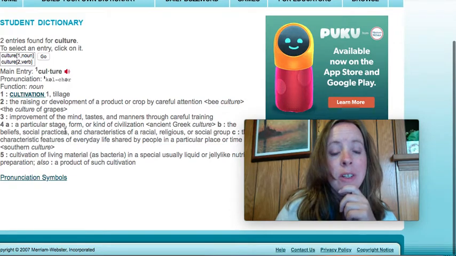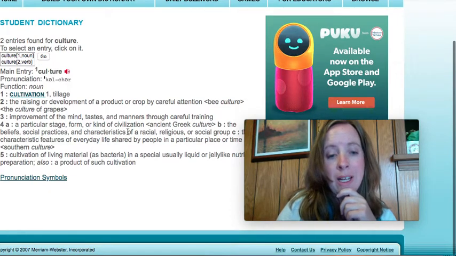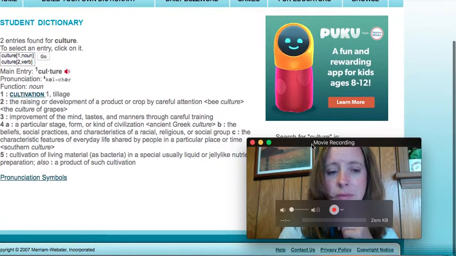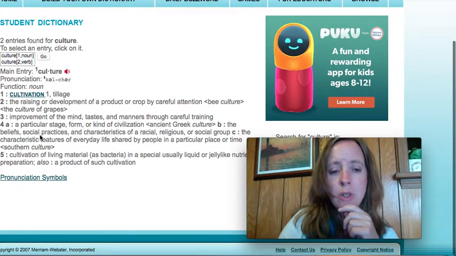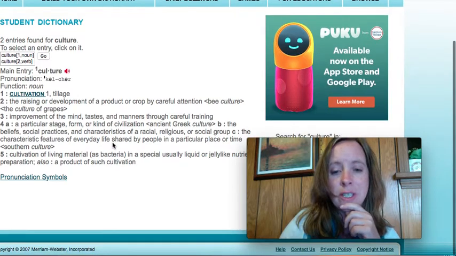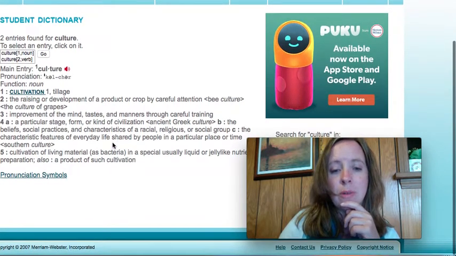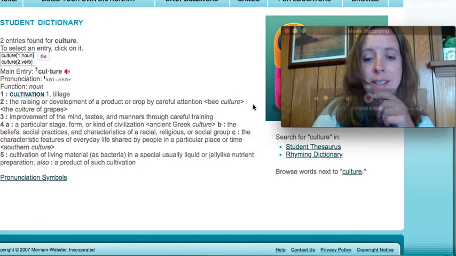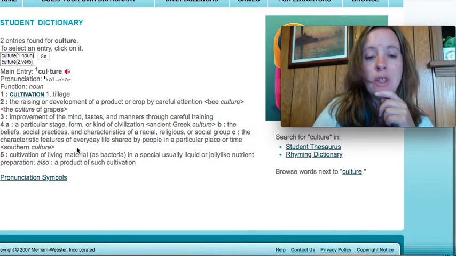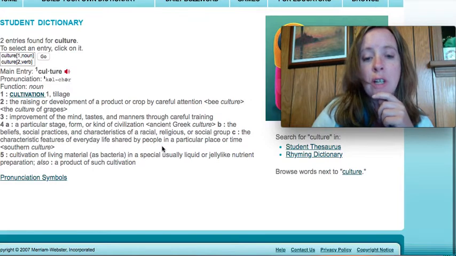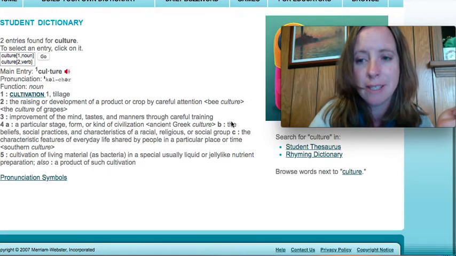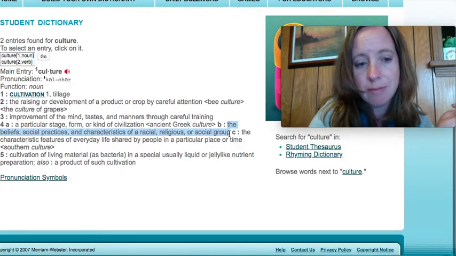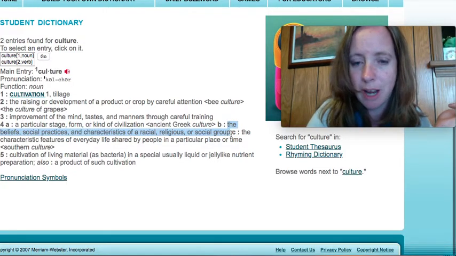A particular stage, form, or kind of civilization? Kind of, we're getting closer now. The beliefs, social practices, and characteristics of a social group. Yeah, that's it. Or the characteristic features of everyday life shared by people in a particular place. Yes, yes, yes. So I wonder if it'll just let me copy and paste. That would save me some time.